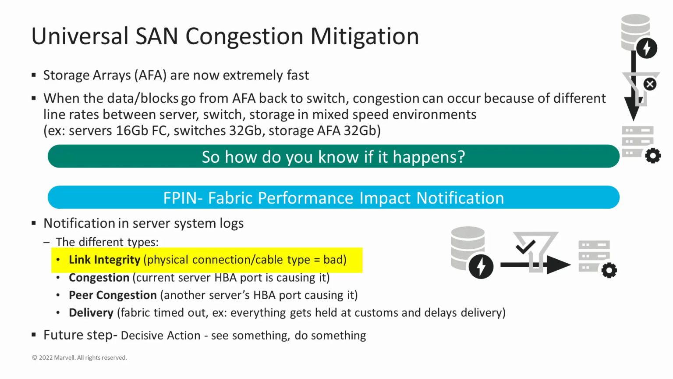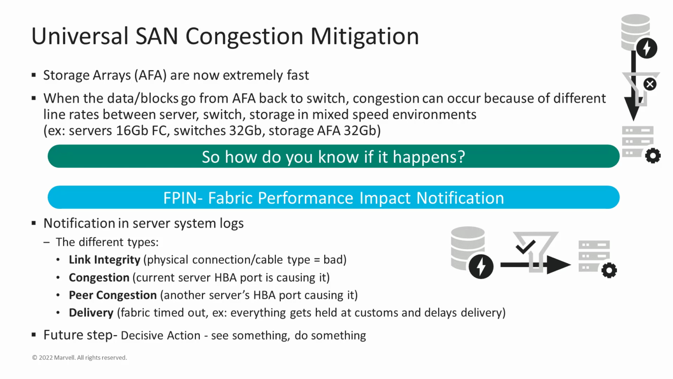Link integrity is a notification that indicates a physical connection issue. Congestion is a notification that the specific HBA port is causing congestion in the SAN. Peer congestion is an indicator to be aware that there is congestion in the SAN, and delivery is a notification that there was a fabric timeout issue and delivery couldn't happen. Over time, the HBA will use these notifications to take corrective action like throttling down port performance or using multipath I/O failover from one port to another.